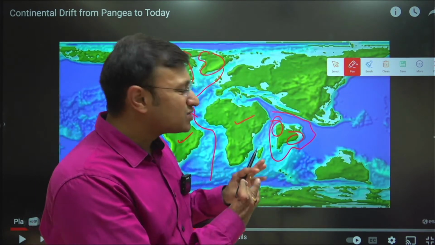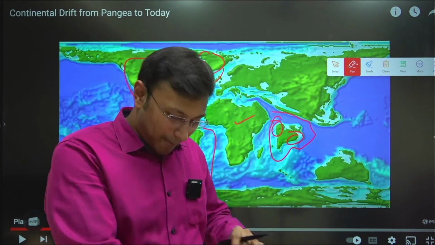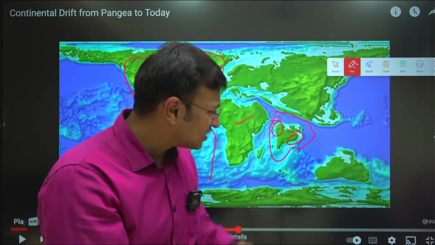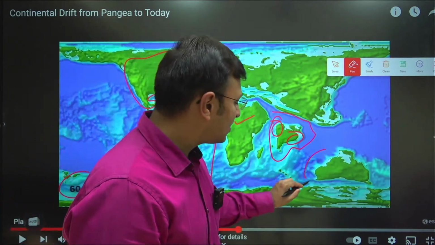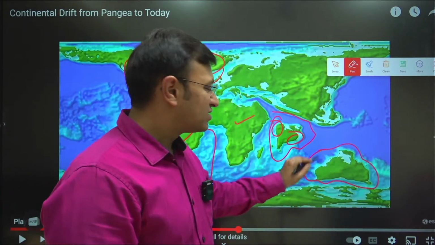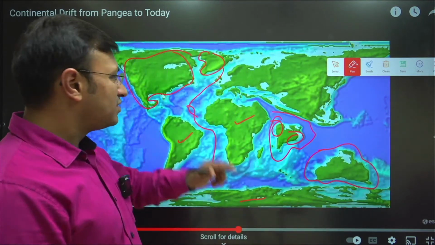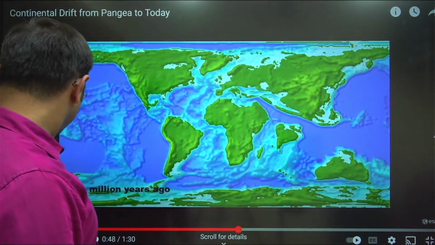Okay, so this is a very preliminary analysis, guys. I'm just showcasing to help you understand how Pangea has broken up and how we have the present day arrangement of the continents. So try to grasp as much as possible. So here now Australia is separated completely. So Australia is there now, existing the way it is. Now let's move ahead, continue our journey. Okay. So if I'm again playing the video.